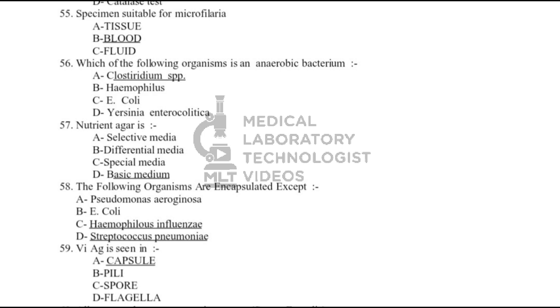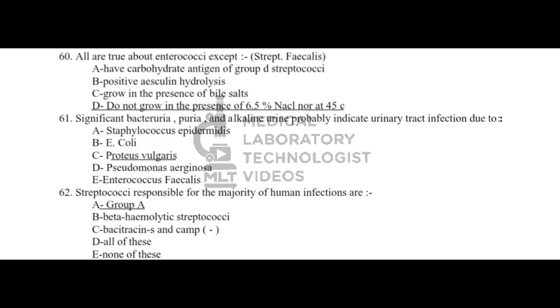And Vi antigen is seen in the capsule. Before we read about H antigen, that was in flagella, but Vi antigen is seen in the capsule. Next question is all are true about Enterococci, Streptococcus faecalis except that they do not grow in presence of 6.5 NaCl, not at 45 degrees centigrade.